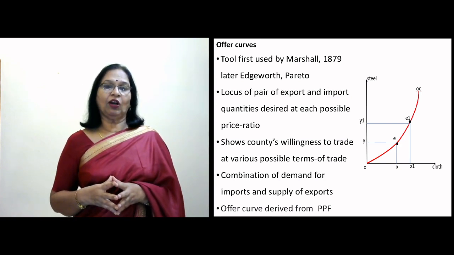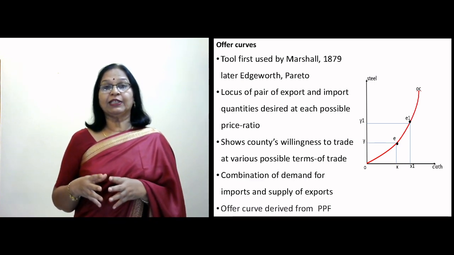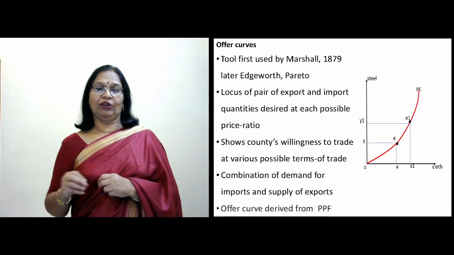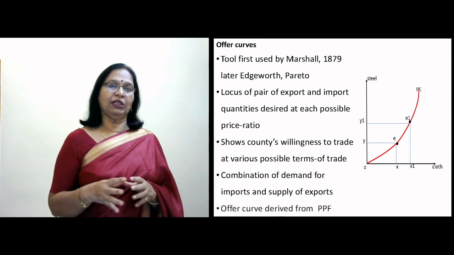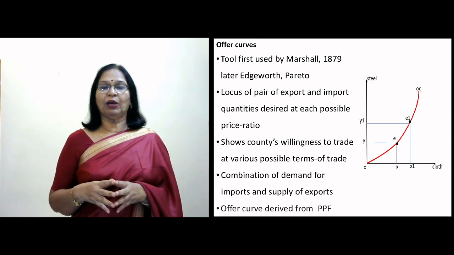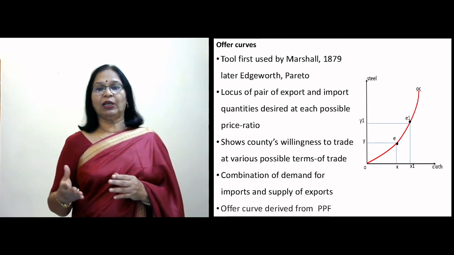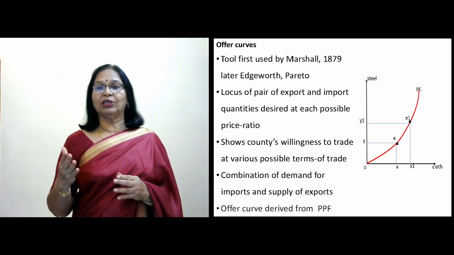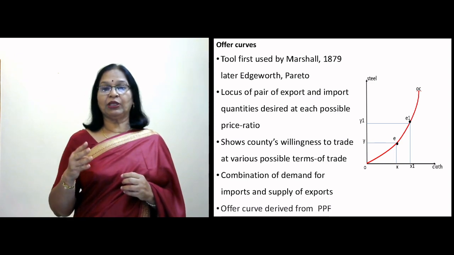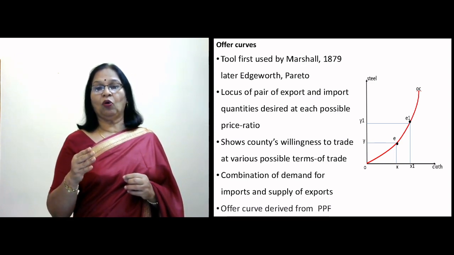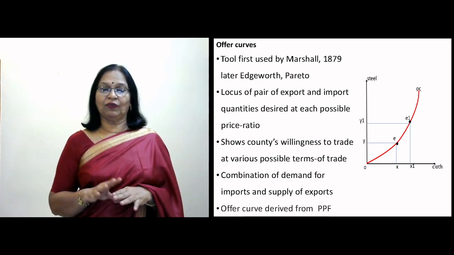This offer curve is a locus of pairs of export and import quantities that is desired at each possible price ratio. It shows a country's willingness to trade at various possible terms of trade. So it is the combination of demand for imports and supply of exports. Now this offer curve has an upward shape for one country, which is shown as OC, where the country is selling steel and importing cloth. So OY of steel and OX of cloth is where the two countries have come to some kind of an equilibrium in trade.